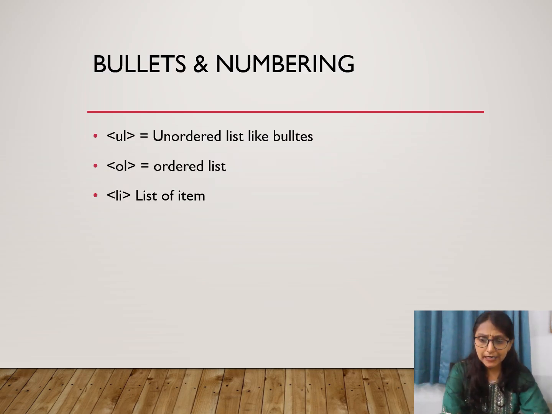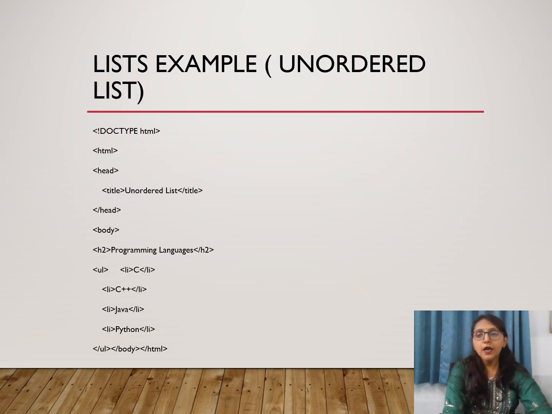Now in the next topic, which is again a most important topic in HTML, that is HTML list. Generally there are three types of HTML list: unordered list, which we can call a bullet list; ordered list, which is numbering 1, 2, 3, 4 or Roman; and the third is definition list. And LI is again most important, that is list item, in which you are applying the bullets and numbering.